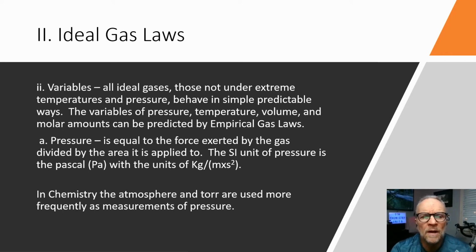In chemistry, we use the Pascal in some areas, but in the United States and in science in general, I think that the atmosphere and the torr are used more frequently. Another way of expressing torr is millimeters of mercury, and we'll see why that is in a second. These are just different terms to mean the same thing.